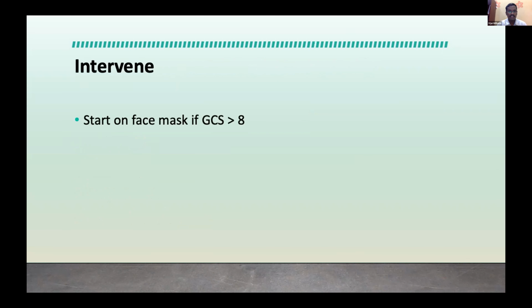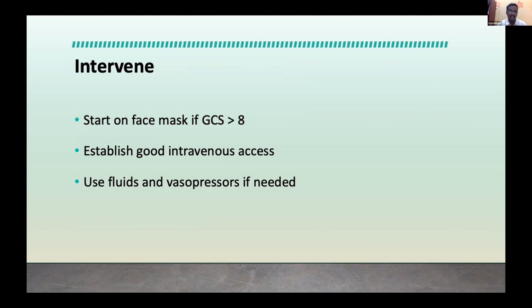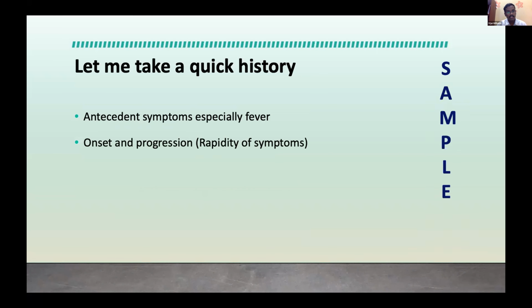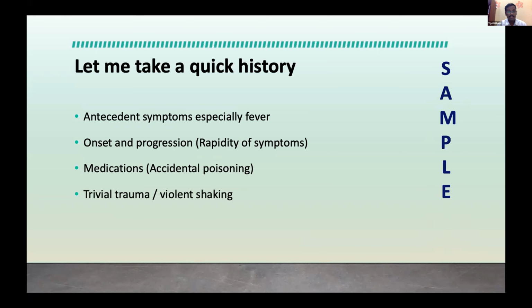If any of these is identified, try to intervene. Start face mask oxygen if the GCS is more than 8. Establish good IV access. Use fluids and vasopressors if needed, and try to resuscitate these children. After the resuscitation, take a quick sample history with key focus on antecedent symptoms, especially whether there was fever or not. Look at the onset and progression of each symptom, and whether there was any medication use, because accidental poisoning, as well described by Dr. Narayanan, is very common. Also ask for terminal trauma and violent shaking to rule out non-accidental trauma. Animal bite is also a very important history, and always take into consideration local epidemiology and circumstantial history.